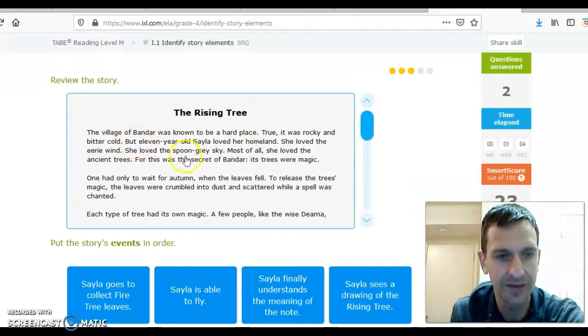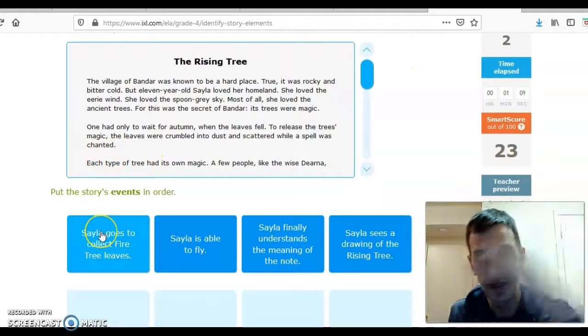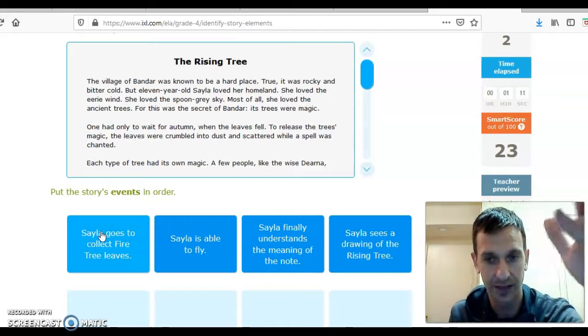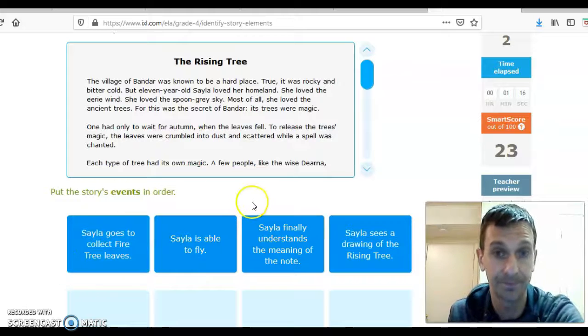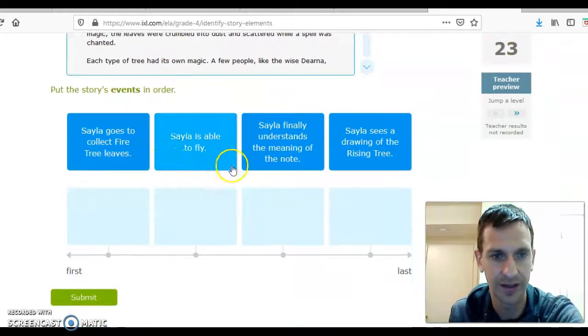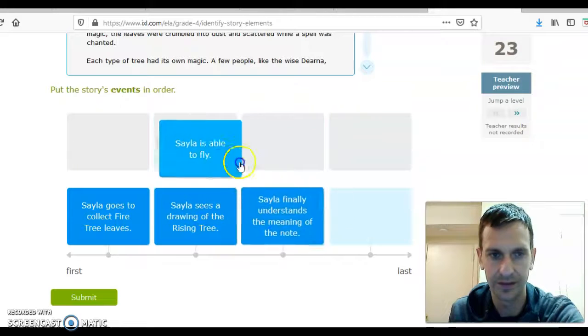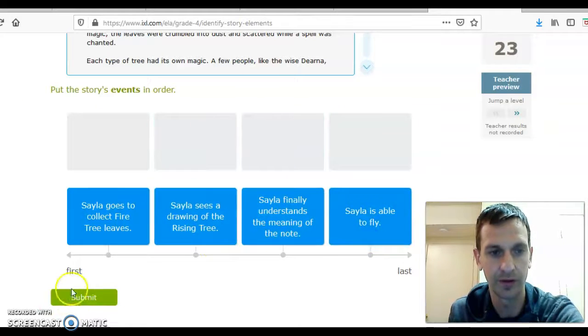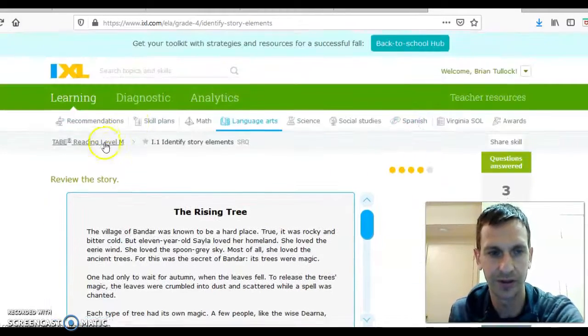All right, we're going to have to read through this to understand the plot and order of events. So this is what we're looking at, what we just talked about: exposition, rising action, climax, falling action, and resolution. For the sake of time, I've got a minute left. She collects trees. I'm just guessing because I didn't read through it, but you will read through this and get your answers. So that's not correct, but we're just doing this to show you.